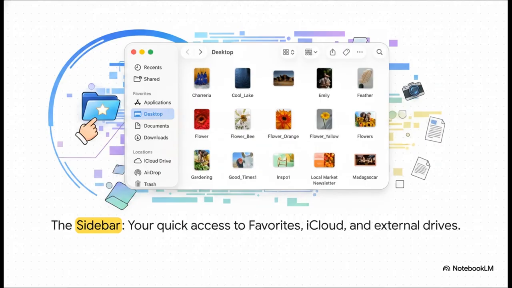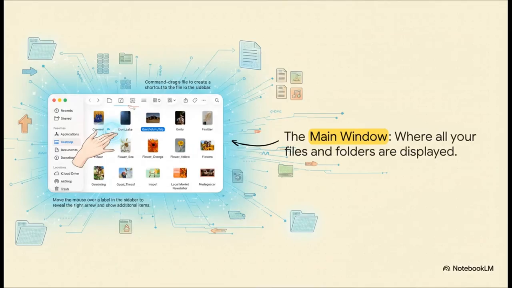And here's a pro tip. You can literally drag any folder you use a lot right into that favorite section. Bam, one-click access. It is a huge time saver. Now this big area in the middle, that's the main window. Pretty straightforward. It's where you see all your stuff.